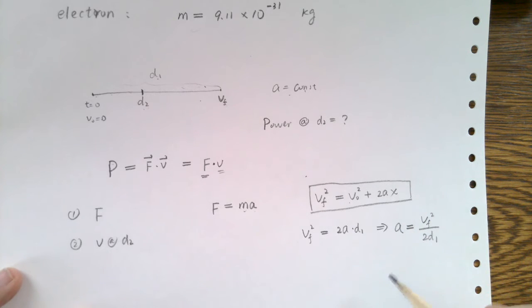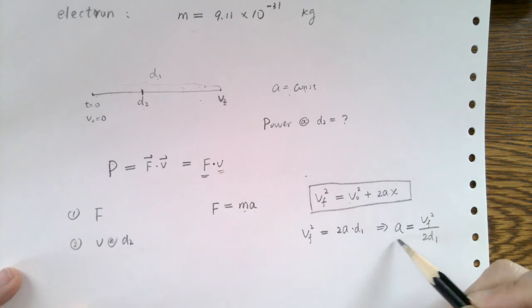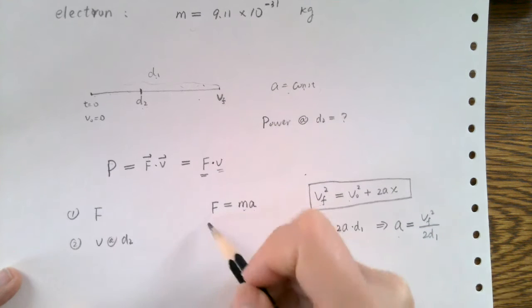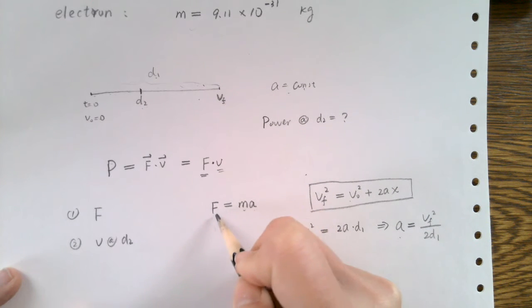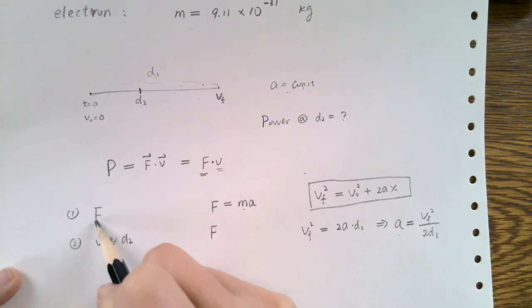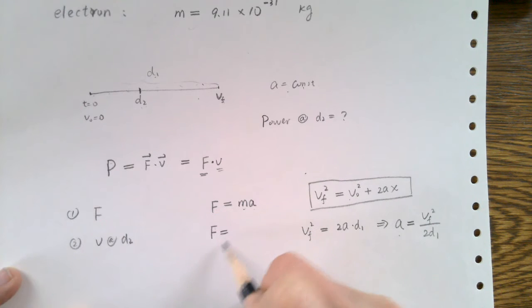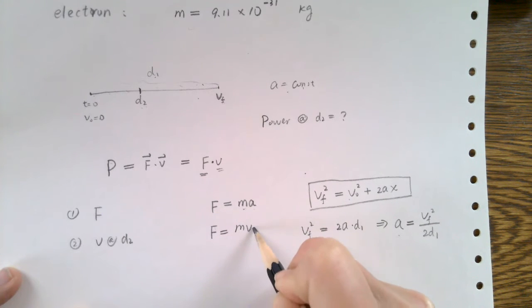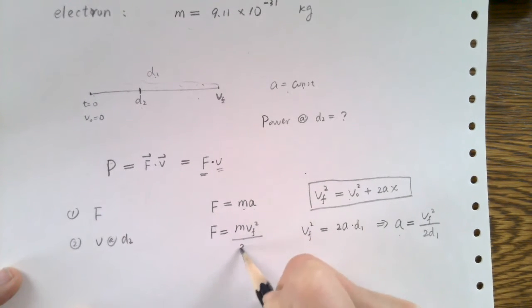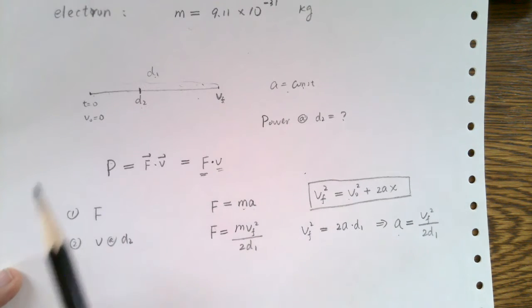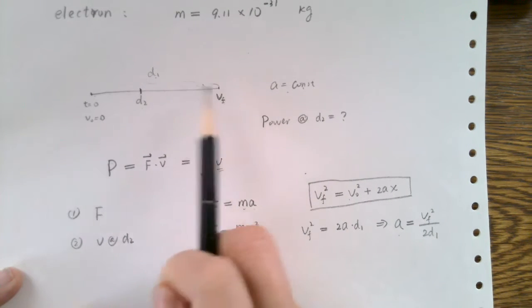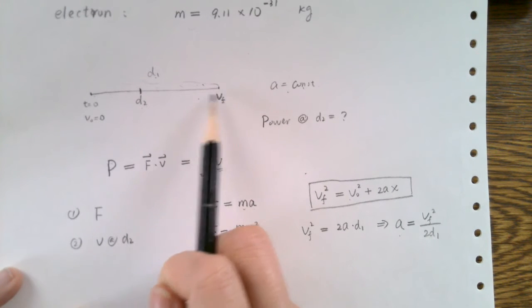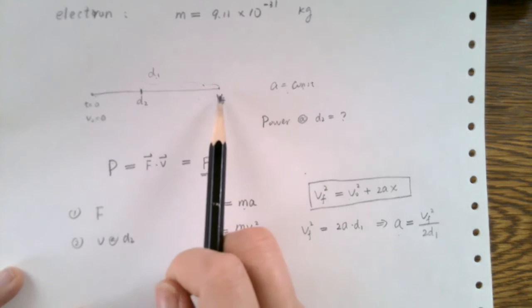So don't rush to plug in the number yet. Let's keep it simple, find the expression first. After I know the acceleration, now I will be able to find the force. So force equals, now I get the first thing down. Force equals ma equals m vf squared over 2d1. Vf is the velocity when it passes the 2.5 centimeter.